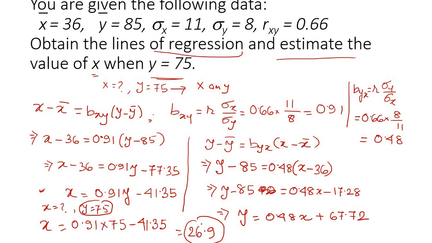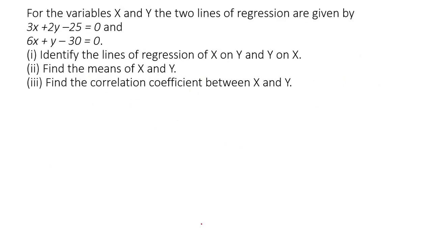Okay. So move on to the next one. So the next problem is quite interesting, and they have provided us with the regression lines. They have given the two regression lines, but they have not told me which one is x on y and which one is y on x. That we have to identify. So the first problem is to identify the lines of regression of x on y and y on x.